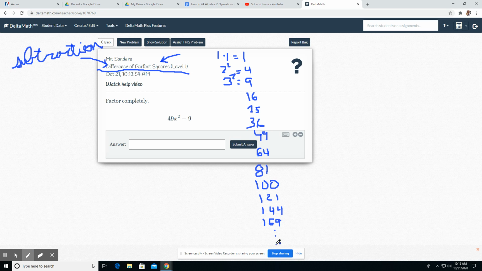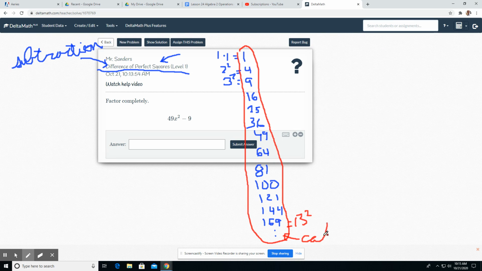169. Now, you are expected to have these in your tool belt, so you need to be able to recognize if you have any of these kind of numbers, okay? And I got it up to 13 squared here is 169. If you have something bigger than that, then you need a calculator, unless you have them memorized. So either way, you have to just check if it's a perfect square number.